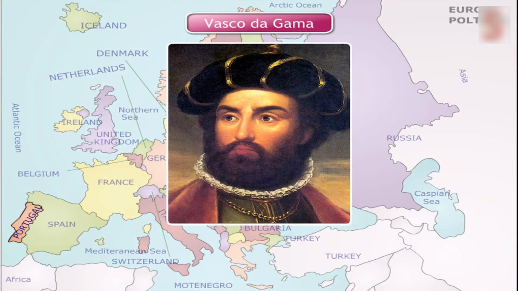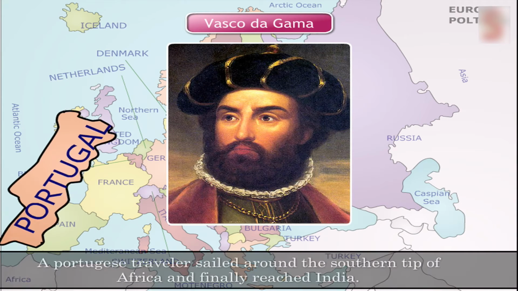Students, then how do you think Europeans made their way? In the year 1498, Vasco da Gama, a Portuguese traveler, sailed around the southern tip of Africa and finally reached India.